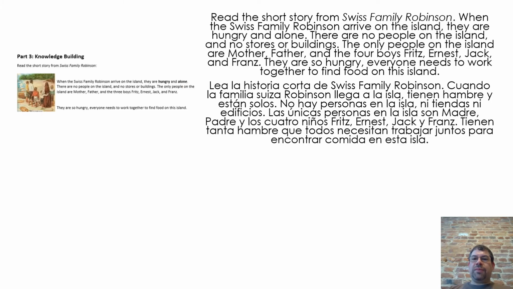Read the short story from the Swiss Family Robinson. When the Swiss Family Robinson arrive on the island, they are hungry and alone. There are no people on the island and no stores or buildings. The only people on the island are mother, father, and the 4 boys, Fritz, Ernest, Jack, and Franz. They are so hungry, everyone needs to work together to find food on this island.